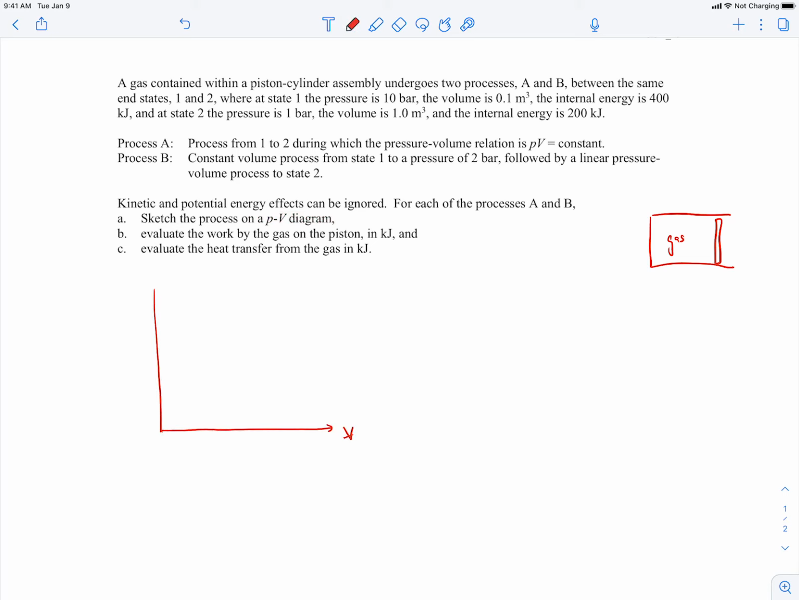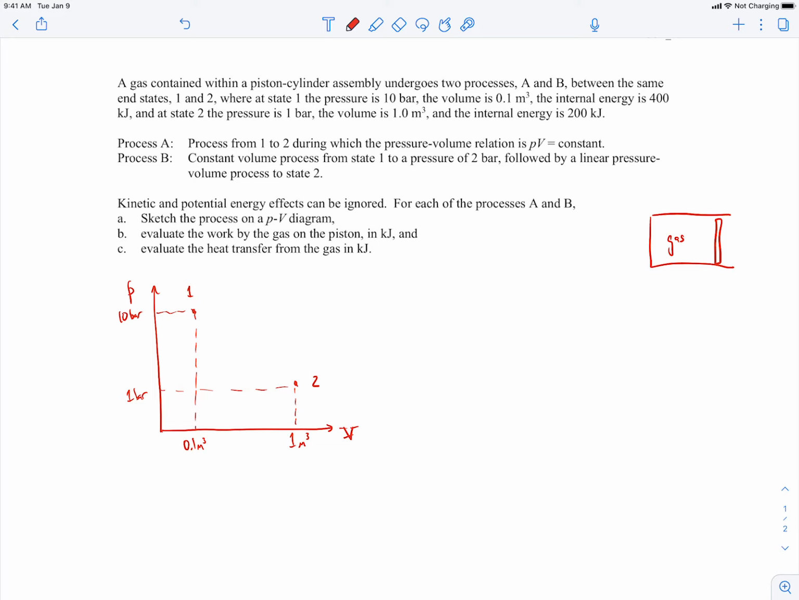So here's volume on this axis, pressure on this axis. We're going to be starting at state 1, and let's put that in here. So here's state 1. That pressure is 10 bar, and the volume is 0.1 cubic meters. And then state 2, we're told, is at 1 bar and 1 cubic meter. So let's put that down here. State 2, this is 1 cubic meter and 1 bar.